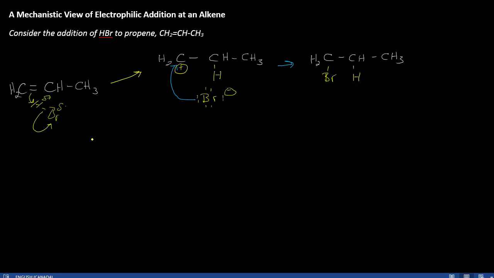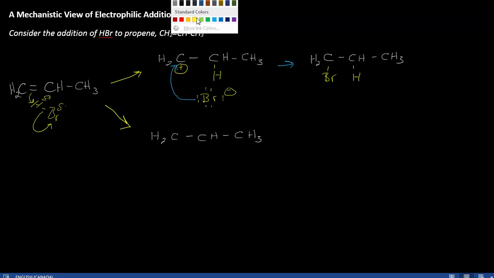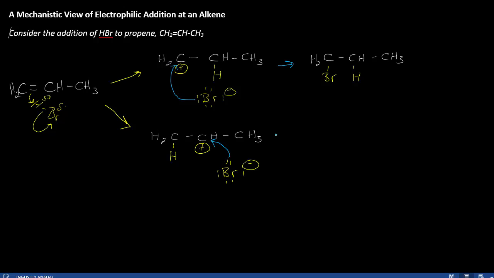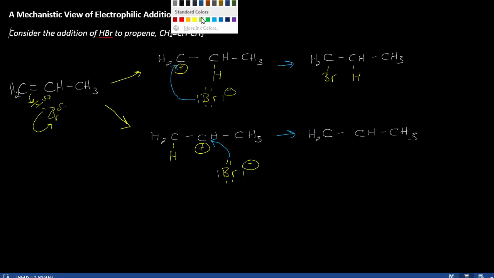The second possibility would be the hydrogen adds to the first carbon in the carbon chain, forming a carbocation at the second carbon, which would then be attacked by the bromide ion, which will result in 2-bromopropane. Now, from experiment, we know only one of these two molecules will actually form.